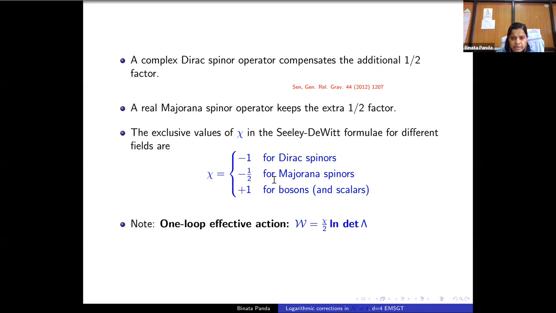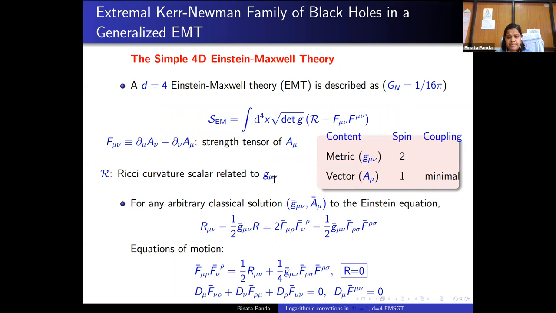Fine. So in principle, I'm completing my time now. The next thing is that I wanted to show my results for the Kerr-Newman family of black holes in the generalized electromagnetic theory. Should I show the results or go to the conclusion directly? Well, yeah, you can spend like 10 minutes more. Okay. Yeah, thanks for the extra time.